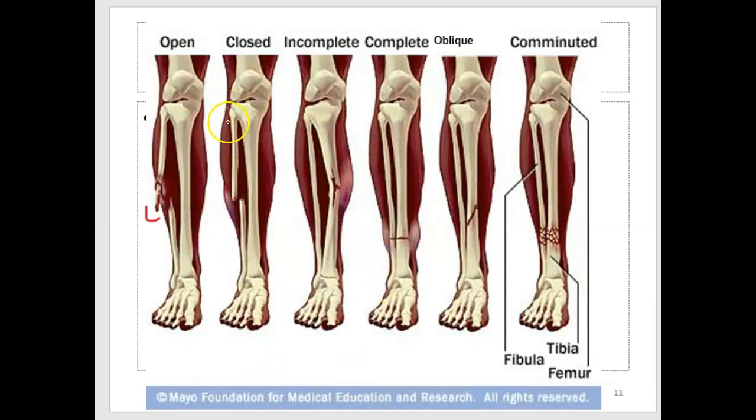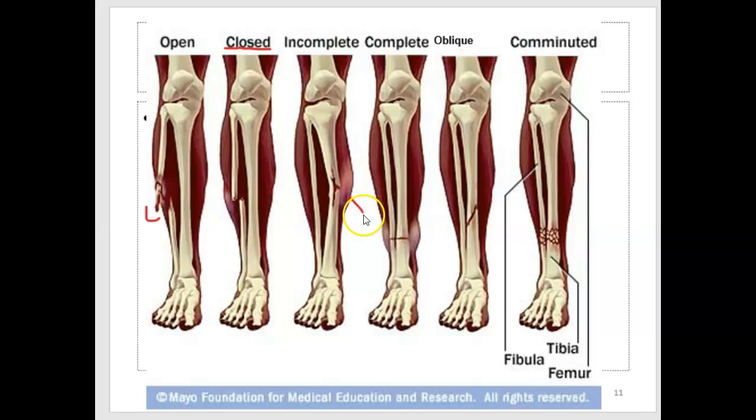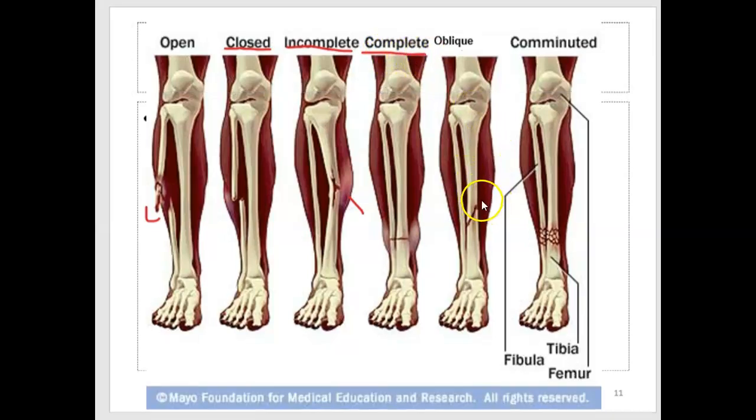This one you could call a fibula fracture, but it's labeled as closed. This one is an incomplete fracture. Here's a complete fracture. This one is also complete, but because of the angle, it's been named oblique. And then here's an example of a comminuted fracture, where there's more than just 2 pieces.